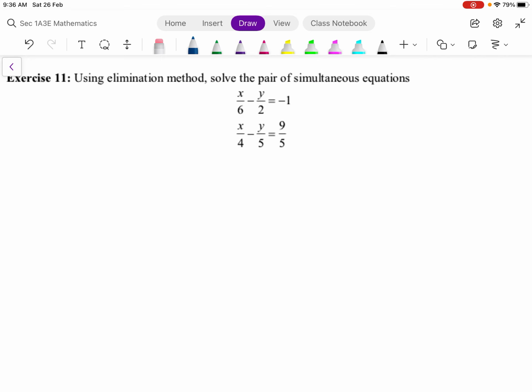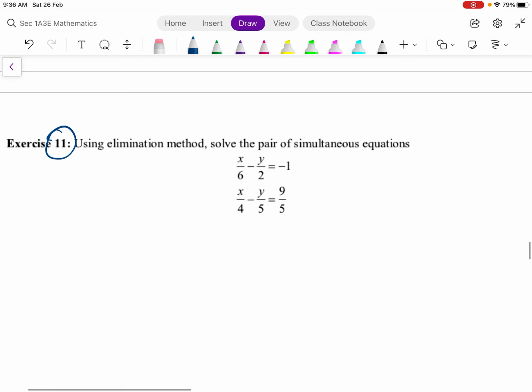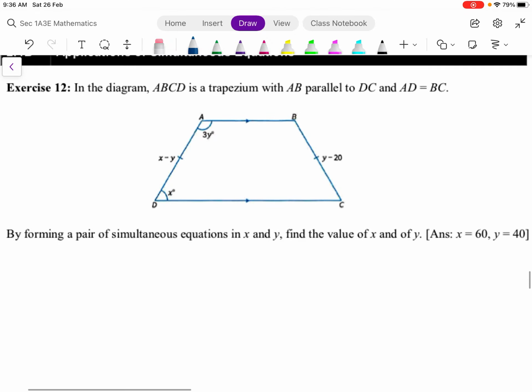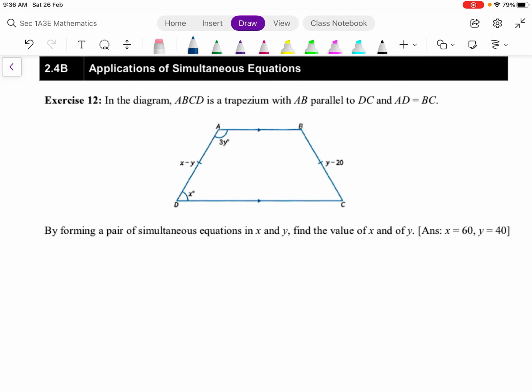We will have exercise 11 as our homework question for today. Then we carry on to see how we can apply simultaneous equations in word problems.